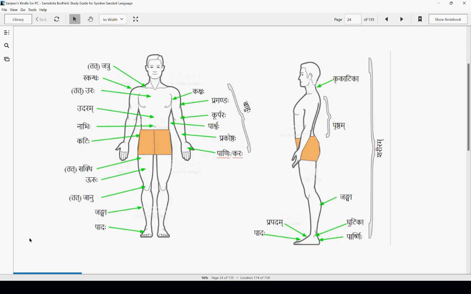Jangha. That's calves. Yeah, I don't know what it is called in English. But that part, the lower leg, it's called calf. Padaha. Feet. Pada, foot. Okay. Yeah. Then on this side.